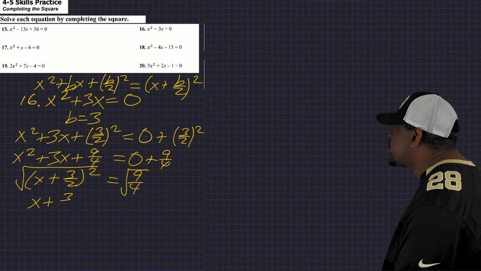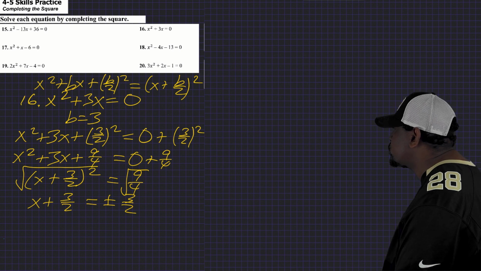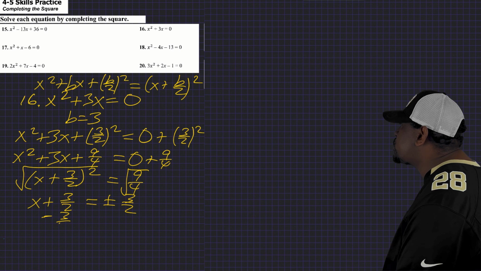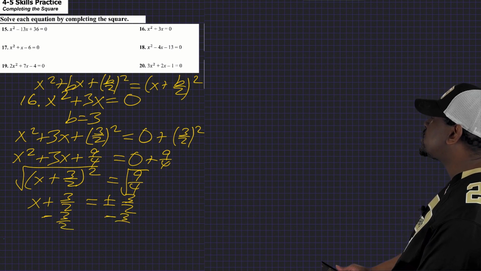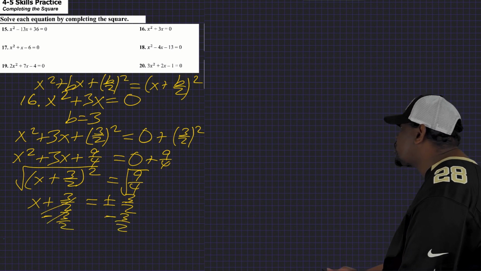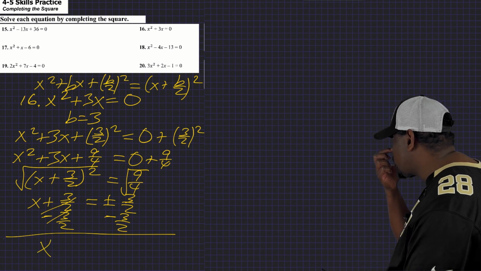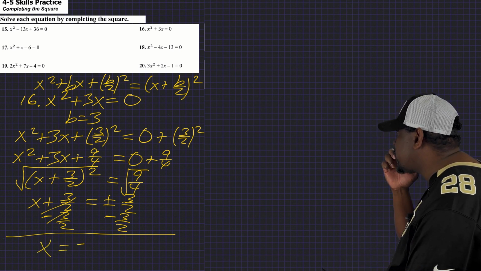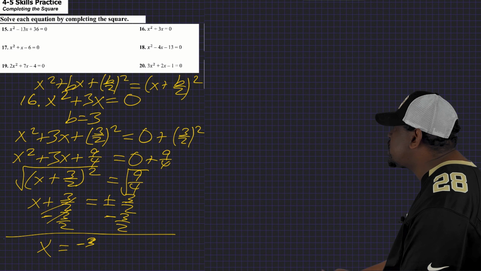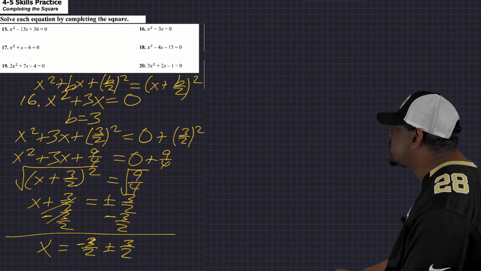To get rid of the square, we square root both sides. We get x plus 3 halves equals plus or minus the square root of 9 fourths, which is 3 over 2. Now we will subtract 3 halves from both sides to solve for x. And so x will be equal to two things, two equations. We will have negative 3 halves plus 3 halves, and we will have negative 3 halves minus 3 halves.